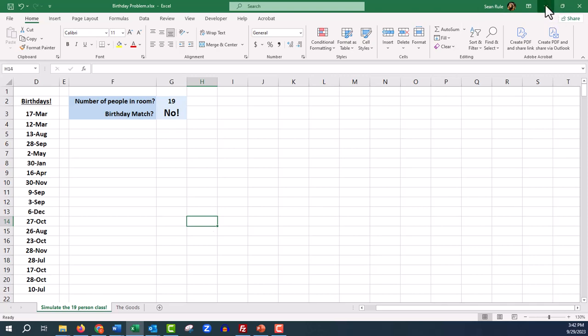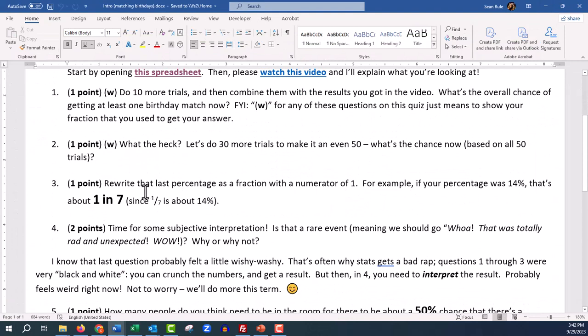All right, so let's go back to here. Rewrite that last percentage as a fraction. That's actually a little bit tricky with 40% because it would be 1 out of 2.5. So it's a little bit bigger than 1 in 3. So yeah, it depends. And honestly, number 3 is going to depend on what you got in numbers 1 and 2. So 40% is 2/5, which is the same as 1 out of 2.5.